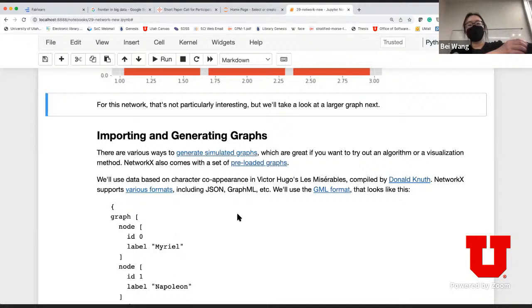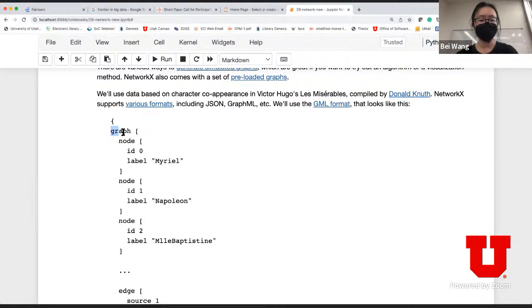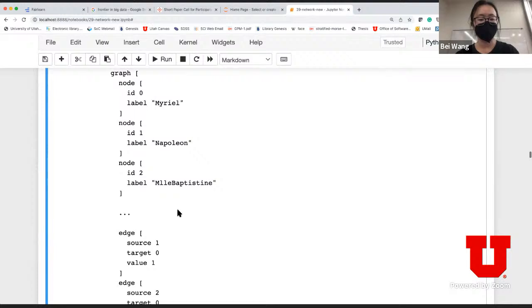When we are dealing with graphs, graphs come in different formats. Specifically, what we are going to use is called the GML format. Of course, there's also JSON format and so on. The GML format specifies that I'm dealing with a graph. Each node has an ID and a label. So node with ID 0 has a label of a particular person in Hugo's novel, and this is another label with a person's name, and so on.